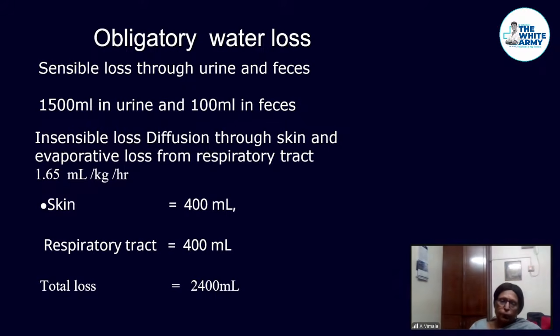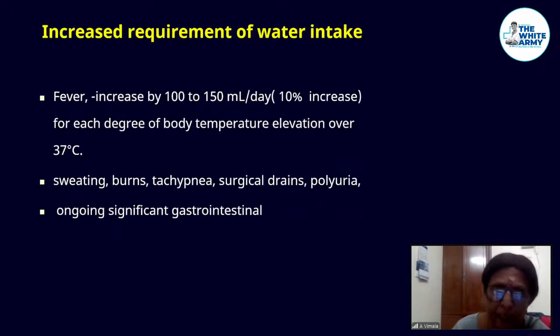So if we take 2400 ml by our intake and endogenous metabolism, we are also losing the same amount through urine, feces, and insensible loss through the skin and the respiratory tract. That is why the water balance is maintained.